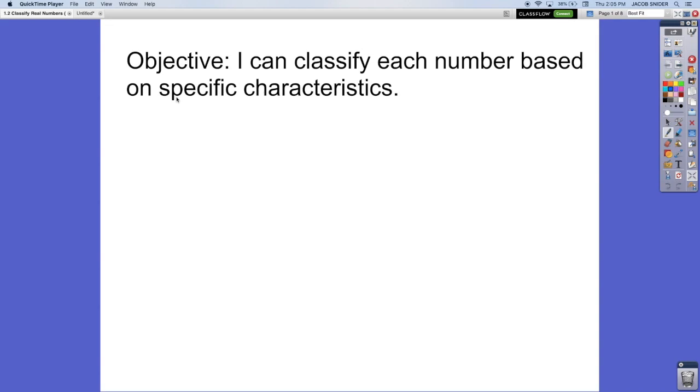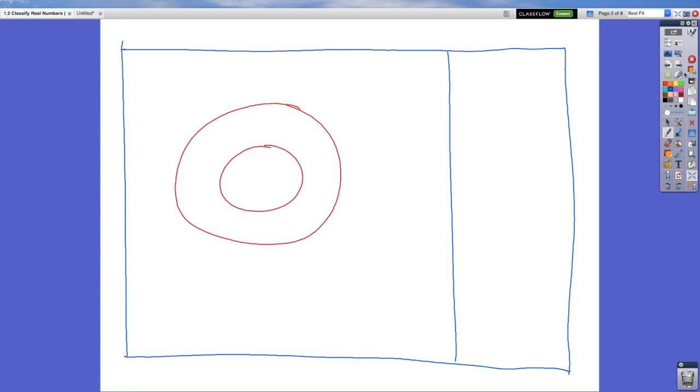Okay, so moving on. Let's talk about what this means a little bit, okay? Here we go. I want you to copy this picture down for me too. Make it big, about a half a sheet of paper or so, so you can give yourself plenty of room. Copy that down for me. Okay, now let's start adding some words to it.